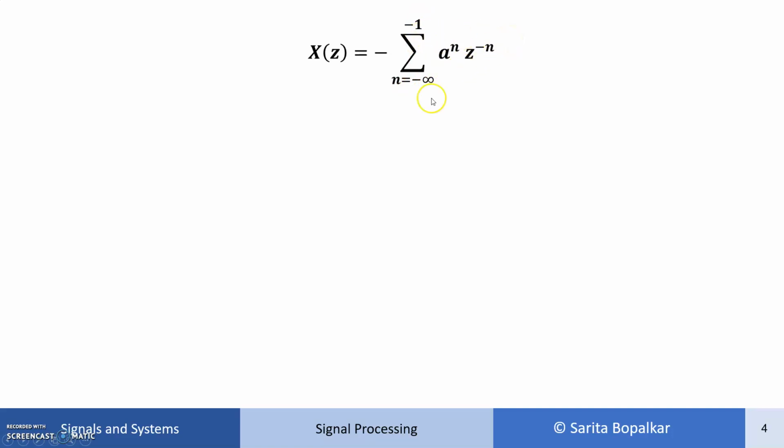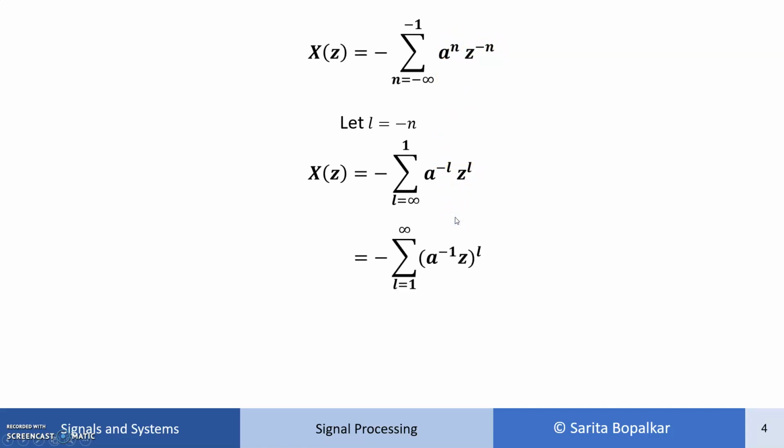Now, let's change these minus limits to positive by putting L is equal to minus n. So the limits of L become infinity to 1. When n is minus infinity, L is plus infinity. And when n is minus 1, L becomes plus 1. That's why the limits of L will be from infinity to 1. Now L is equal to minus n. That's why this plus n becomes minus L. And this minus n becomes plus L.